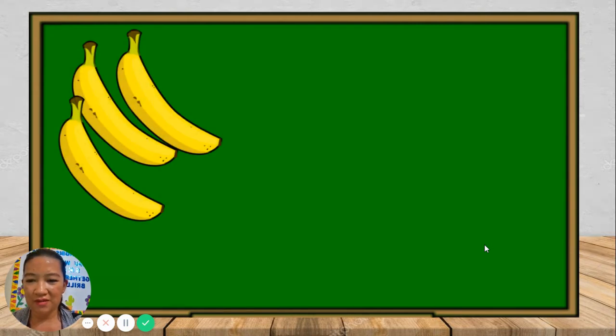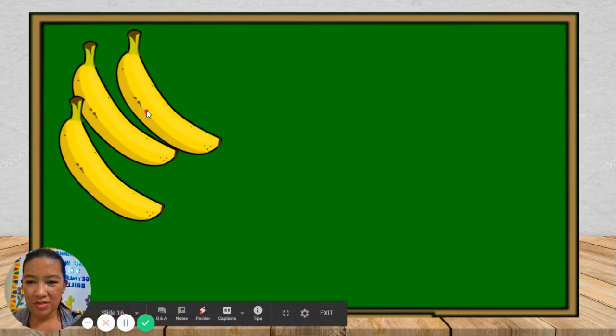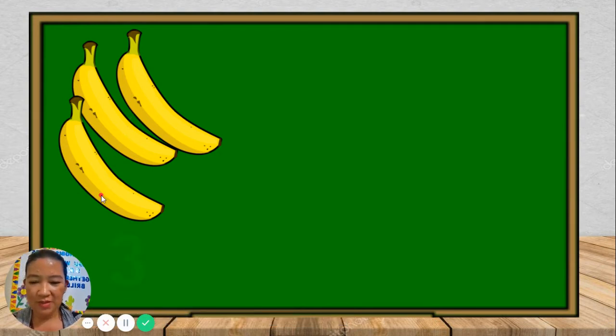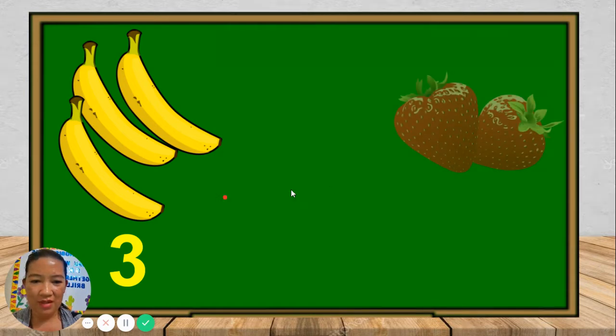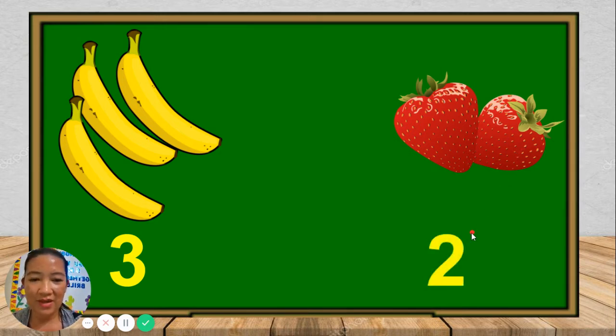I have here the bananas and let's try to count it. 1, 2, 3. So we have 3 bananas. Let's try to compare it to the strawberries. Ready? 1, 2. So how many strawberries do we have? That's right. There were only 2. And let's get ready. Let's help the alligator eat which one is more, and that will fill up his tummy.